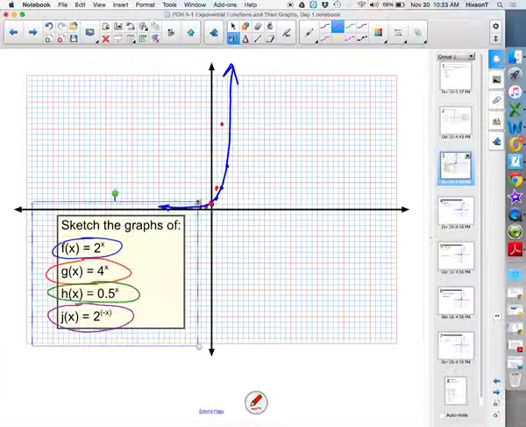So you'll notice we still have this horizontal asymptote. We're just getting there faster. All right, so there we have that.